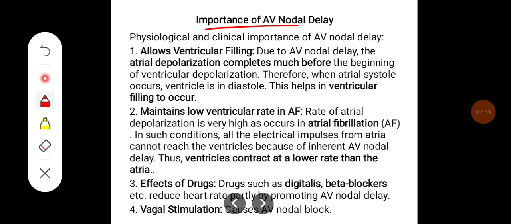Importance of AV nodal delay. Physiological and clinical importance of AV nodal delay is that it allows the ventricular filling. Due to the AV nodal delay, the atrial depolarization completes much before the beginning of ventricular depolarization. Therefore, when atrial systole occurs, ventricle is in diastole. This helps in ventricular filling to occur.